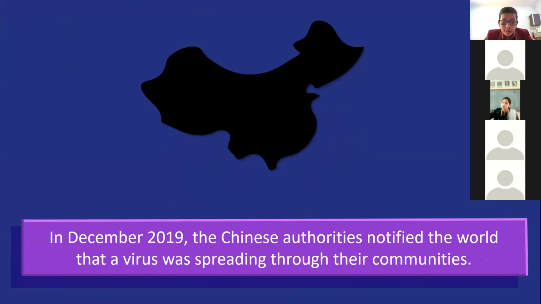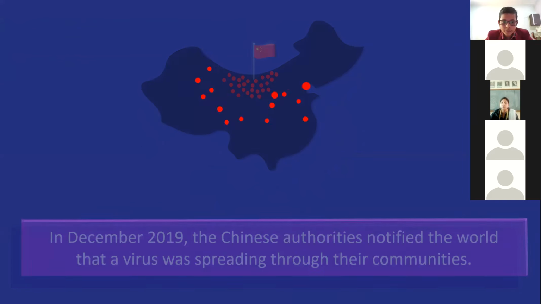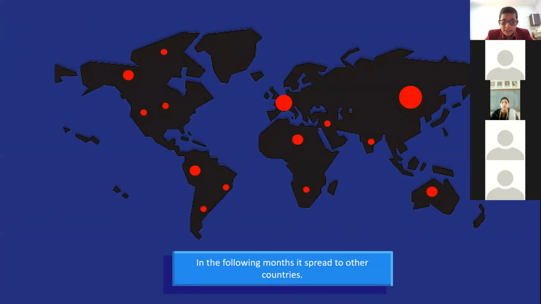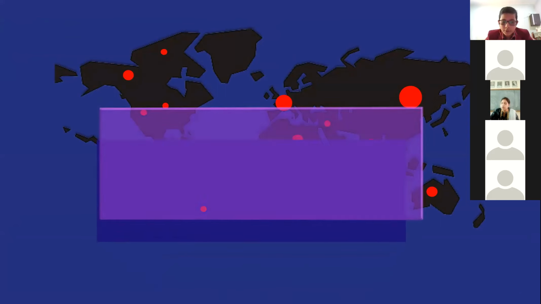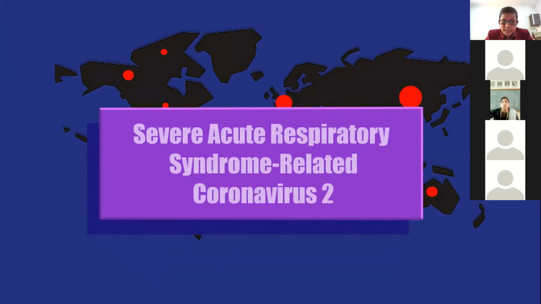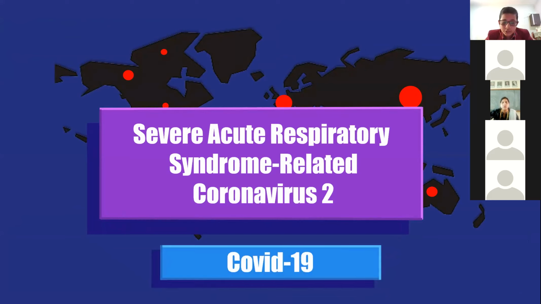The beginning of the global pandemic occurred in China in December 2019, when the Chinese authority notified the world about a virus spreading through their country, originated from Wuhan, a city in China. In a short note of time, it spread to the other countries throughout the world, making the virus a global threat. The virus I'm talking about is severe acute respiratory syndrome related coronavirus 2, shortly SARS-CoV-2. It spread the disease called COVID-19 and is commonly referred as coronavirus.